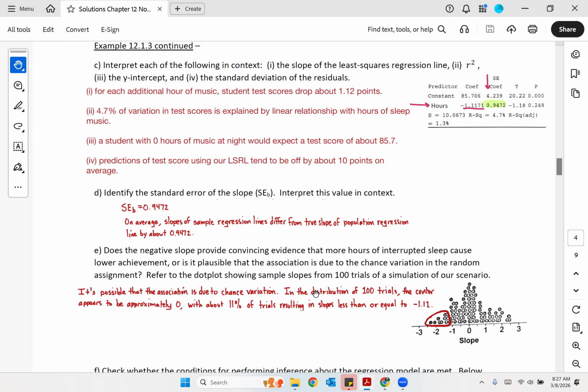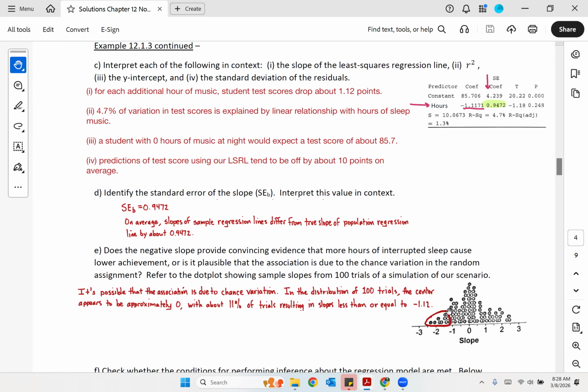Here we have a dot plot showing sample slopes from 100 trials of a simulation. So someone used a computer to model 100 different instances of this experiment, each one with a different group of 30 students, each one with a different sample slope of a regression line.